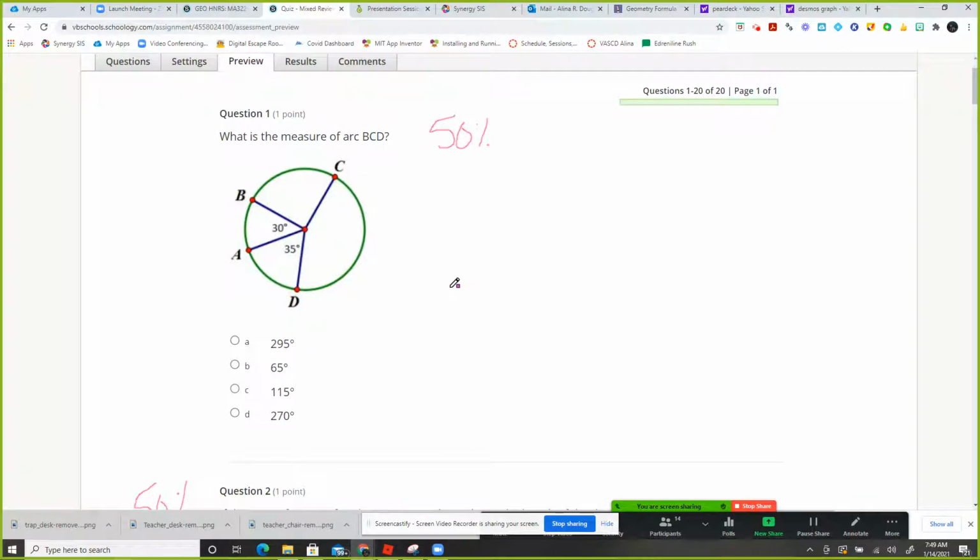If I'm looking for the measure of BCD, I want to go from B to C to D. That's all of this space that's not marked. Right? So if the circle equals 360 in total, I can take the total minus the 2 parts that I know. It's going to give me what's left. B, C, D. So take a minute, grab your calculators, open the quiz from last night's homework, do 360 minus 30 minus 35, and see what you get.